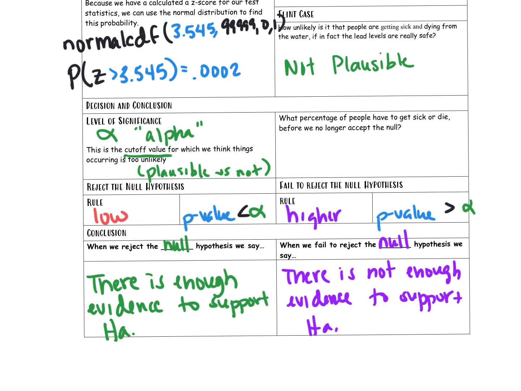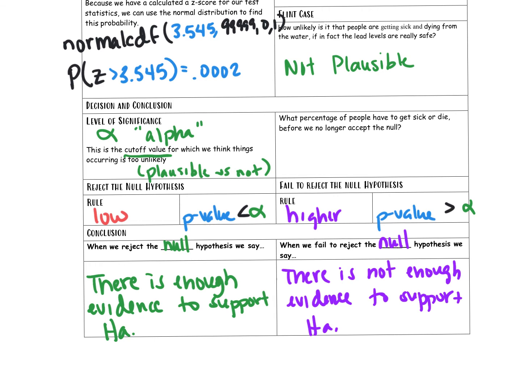Why have I rejected your innocence? Well, I've rejected your innocence because there is enough evidence to support your guilt. In this case, guilt is HA, the not innocent. Or in Flint, I've rejected that the water is safe because there's enough evidence to show that the water was unsafe.